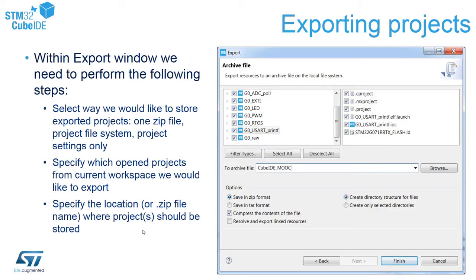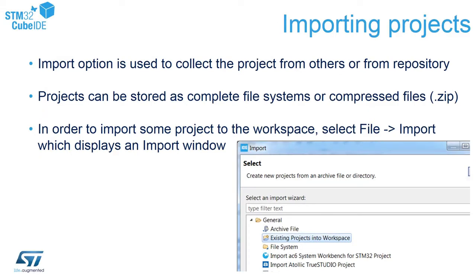Having this zip file, you can share it with other members of your team, and it would be possible to import it into a different workspace. To import the file within the workspace, you need to go to File, Import, and from General you can select what you would like to import. Within STM32CubeIDE, you have an option to import an archive file, existing projects into workspace, so the CubeIDE projects, file system, import AC6 System Workbench for STM32 projects or Atollic TrueSTUDIO projects. In our case, we will try to import the same file we have just exported. So we select General, Existing Projects into Workspace.